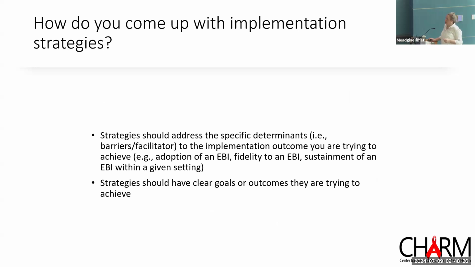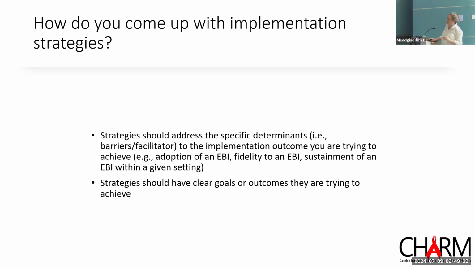So what we want to do instead is make sure that our strategies are addressing the specific determinants, the barriers or the facilitators, usually the barriers, but also leveraging facilitators, to the implementation outcome that you are trying to achieve. So if you're trying to achieve the outcome of an organization adopting an EBI, you want to target those determinants using that very nice CFIR 2.0 framework or the health equity implementation framework. Those determinants you've identified through that framework, you want to focus on when you're building your implementation strategy.